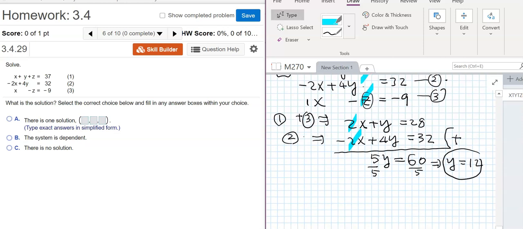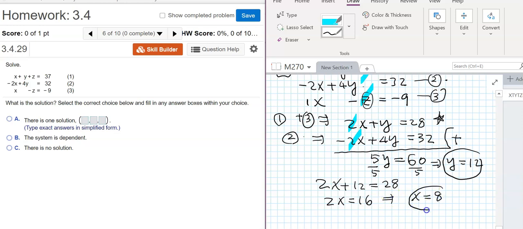Now y equals 12. Where are you going to go? I can go here to find x. So 2x plus 12 equals 28. That means 2x equals 16. That makes x equal 8.